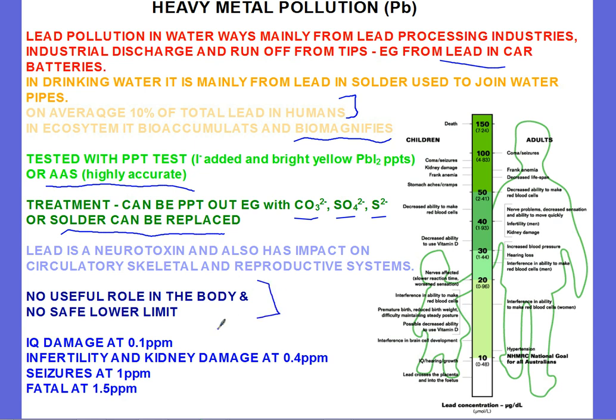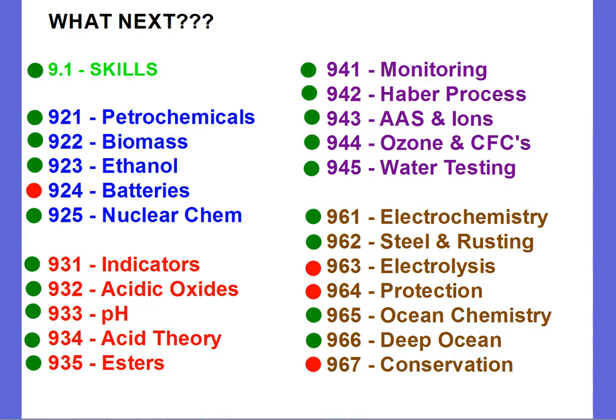And just some example milestones on lead, I suppose. IQ damage occurs at 0.1 parts per million. Infertility and kidney damage at 0.4 parts per million. You get seizures at 1 part per million, and it's fatal at 1.5 parts per million. And that's the end of the water topic.